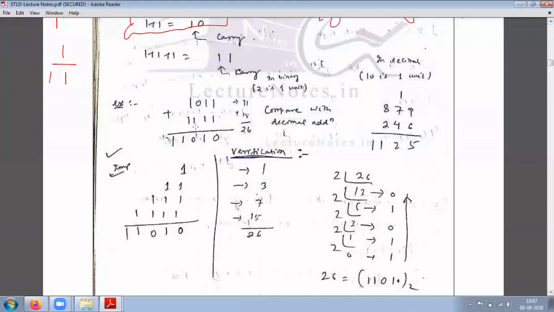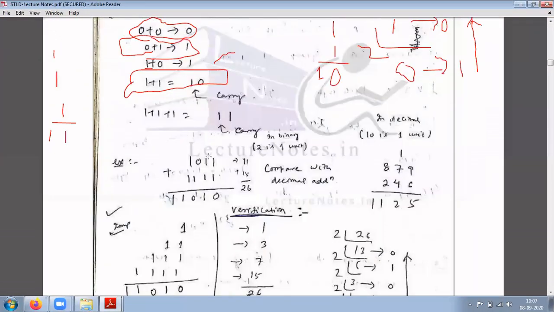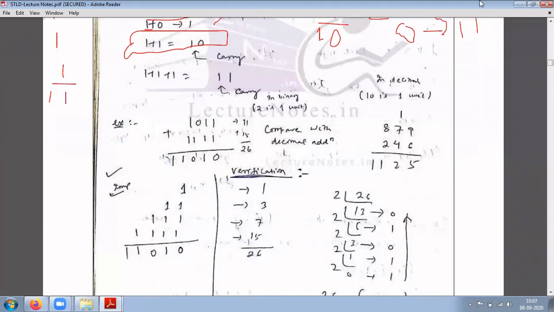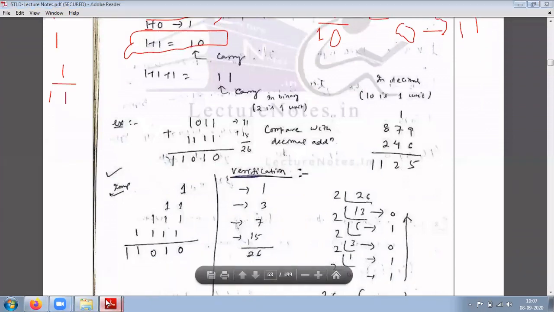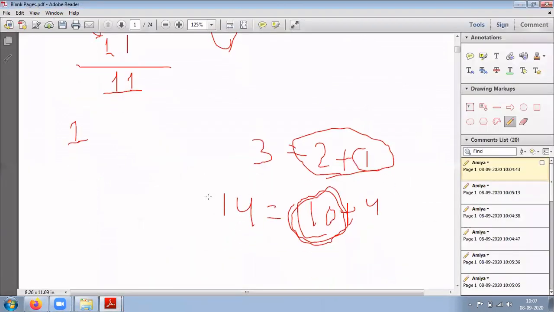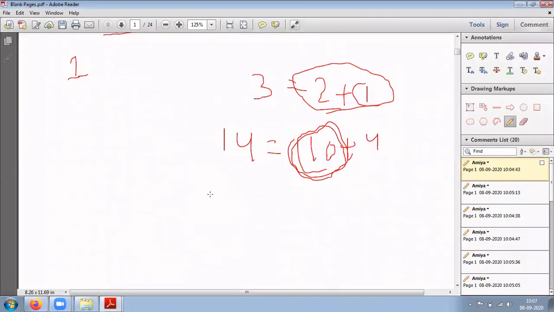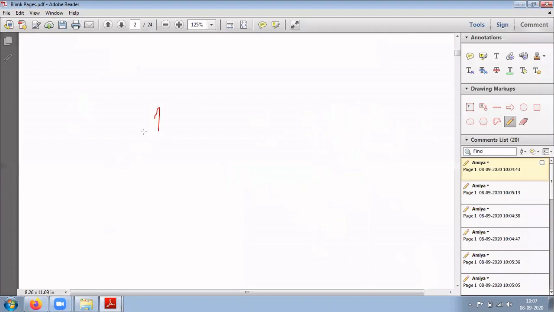Now you add this 11 with 15. All of you add 11 with 15. 11 is how much? 8 plus 3. So 1011. Let us do it in a rough page. Eleven is how much? 1 0 1 1. So this is 8, this is 3, 11. Then I add it with 1 1 1 1.